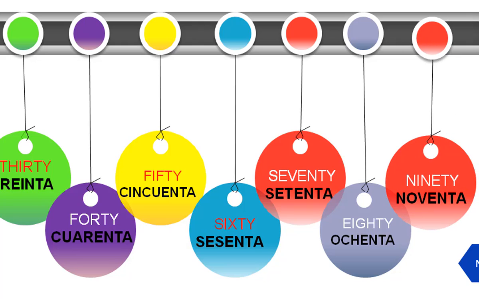90 is noventa. So once again, 30 is treinta, 40 is cuarenta, 50 cincuenta, 60 sesenta, 70 setenta, 80 ochenta, 90 noventa. Alright?